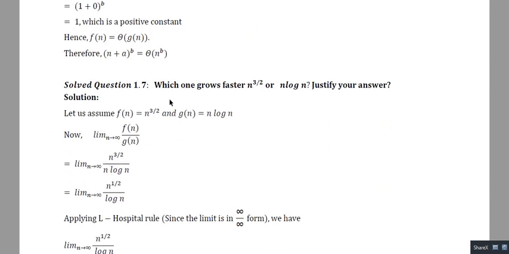Now again, this one is a very interesting question, and I think it is a previous GATE question. Which function grows faster, n power 3 by 2 or n log n? So how to do this?